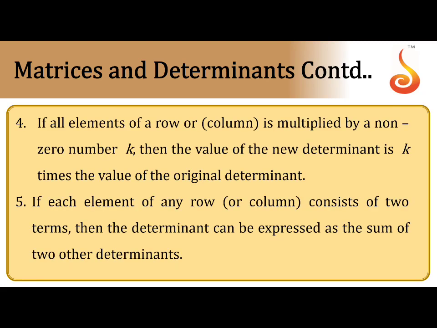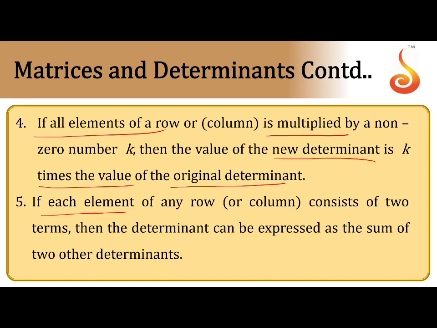Next, if all the elements of a row or a column are multiplied by a non-zero number k, that is, any one row or any one column by a fixed number, the value of the new determinant is k times the value of the original determinant. If I multiply any row and expand the determinant, the answer will be k times the original value of the determinant. That is one property.